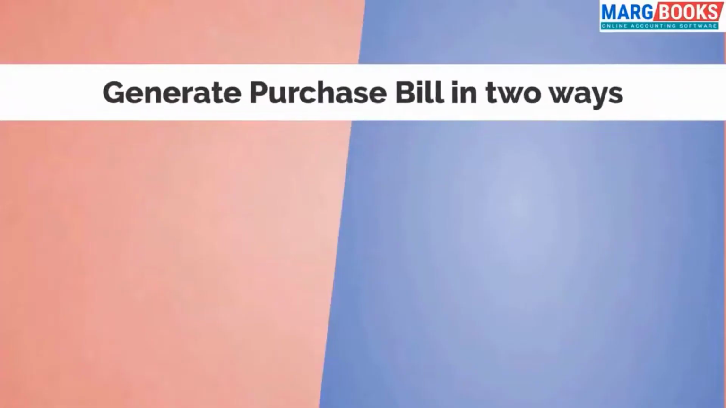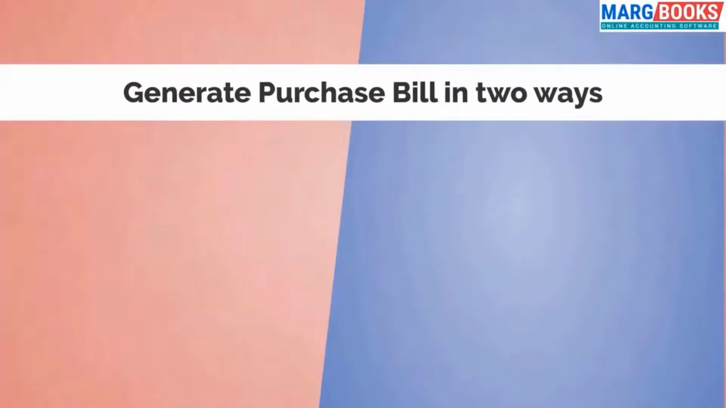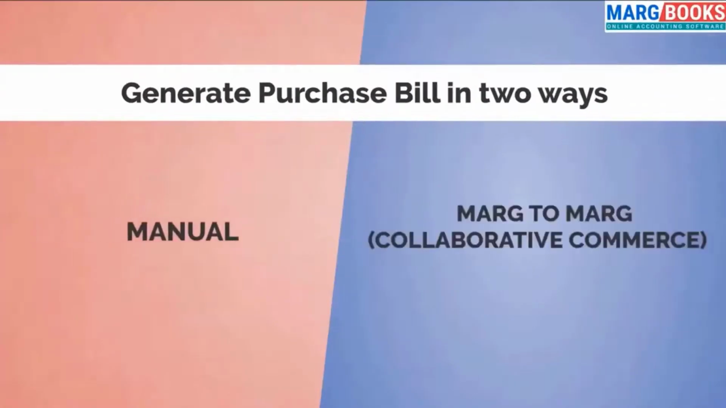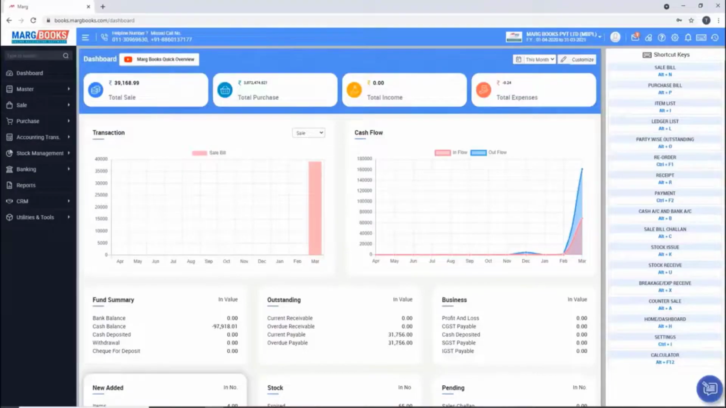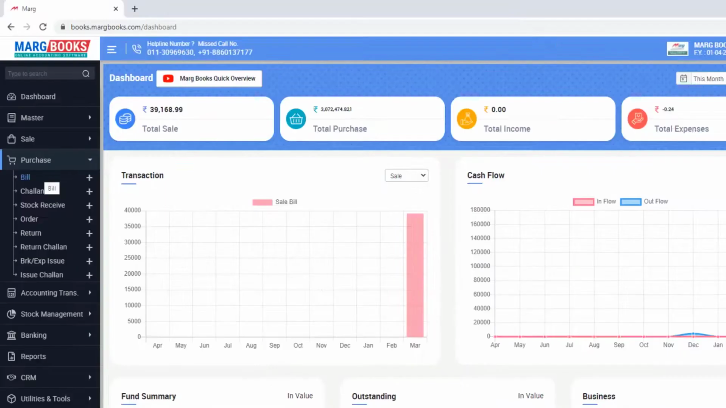And in this video, we will show you how to generate a purchase bill in two ways. First is manual and second is Marg to Marg with the help of collaborative commerce. So now let's see how we can generate a manual purchase in Marg, for which we will go to Purchase and then click on the corresponding plus button given next to the bill.